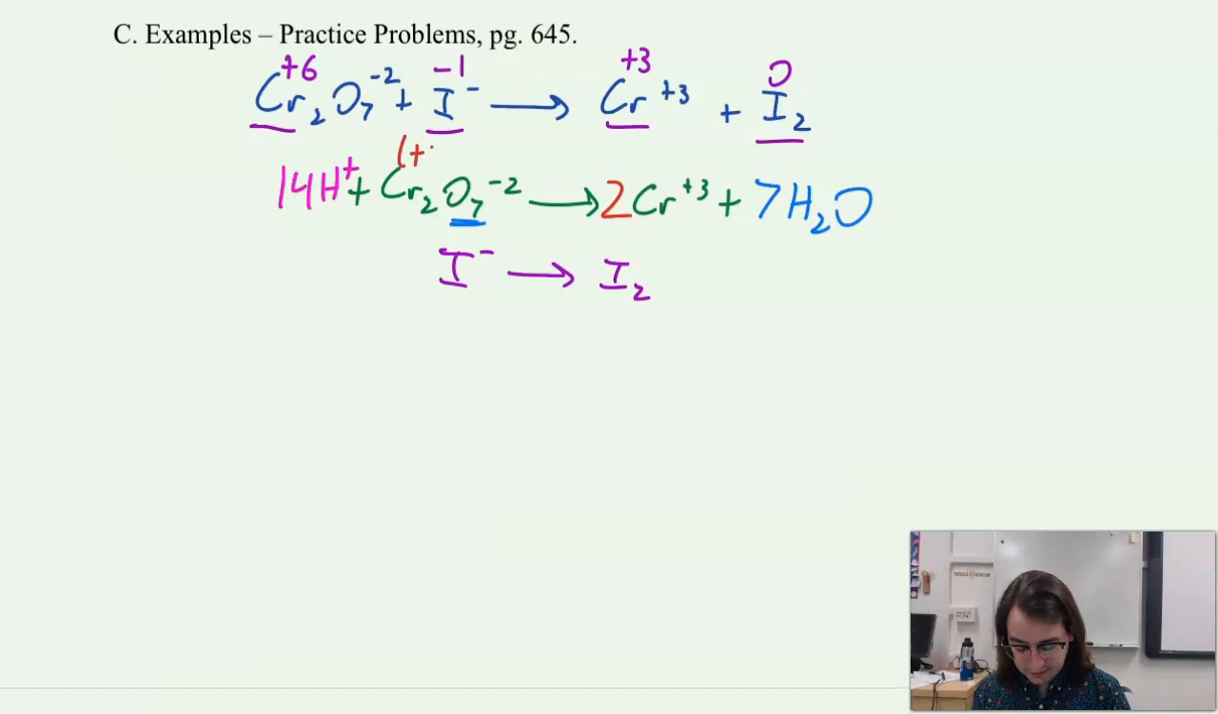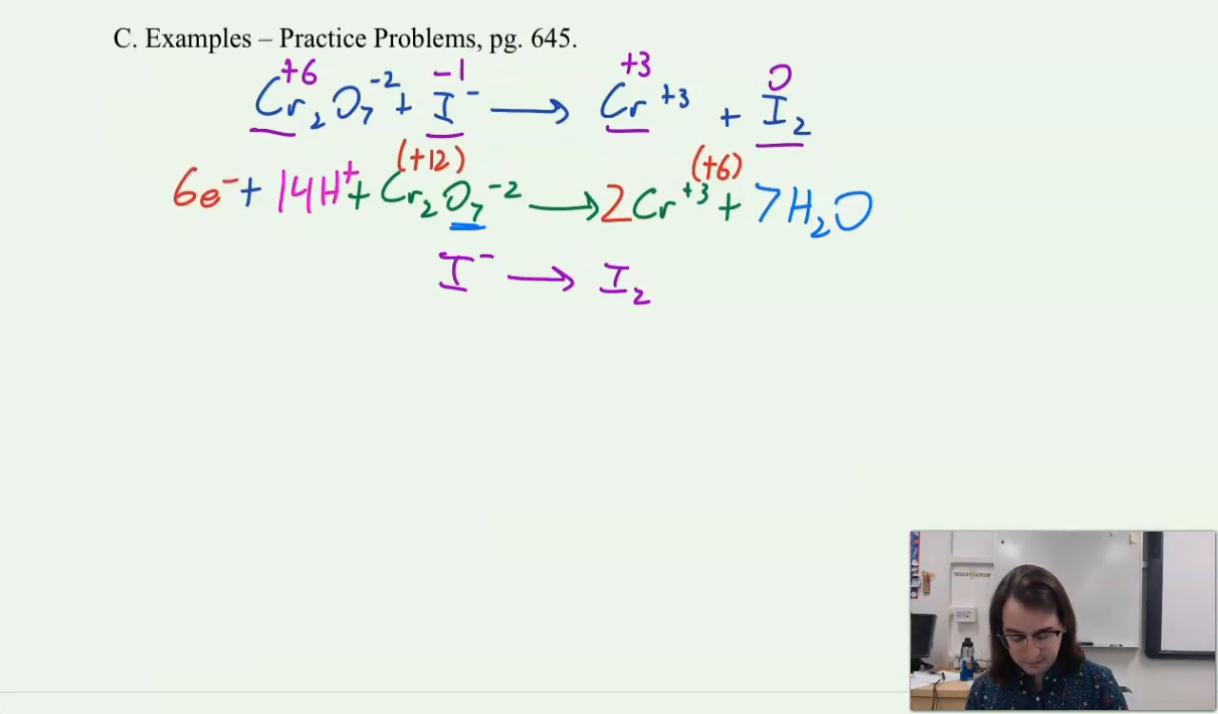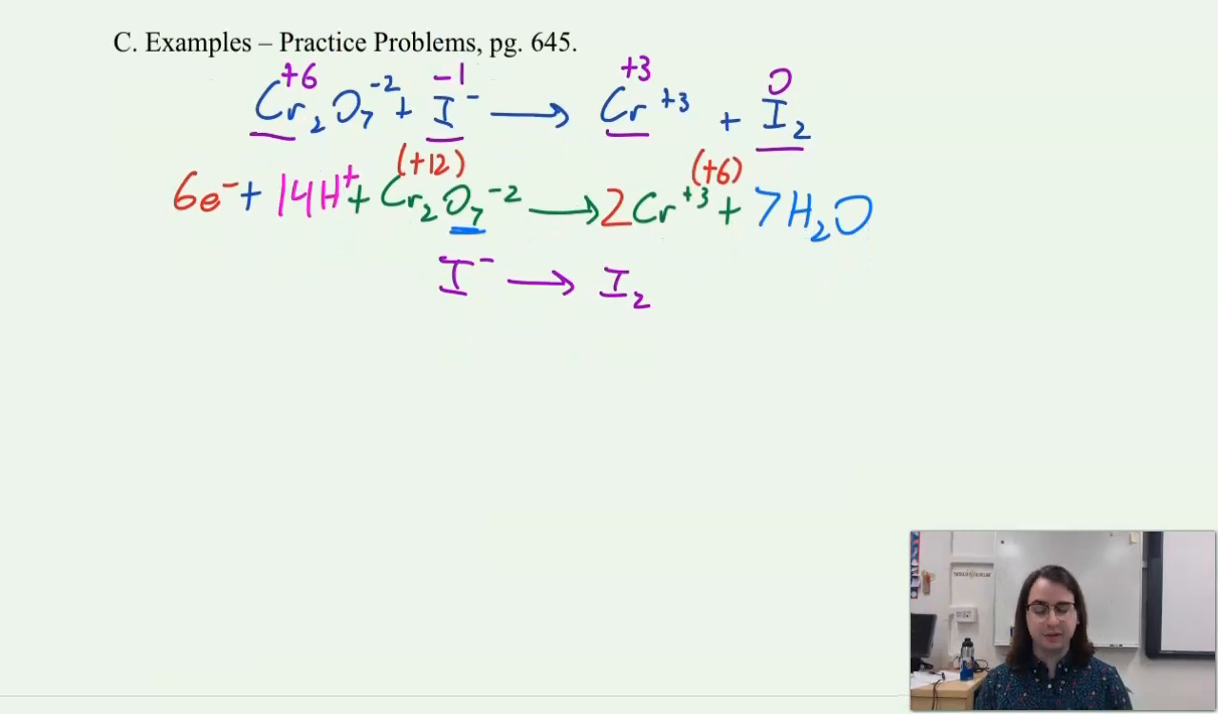I have a total of plus 12 charge on the left, and on the right, I have a total of plus 6. So I want to bring them equal, and remember, the only thing I can add are electrons. I know from before that chromium is being reduced, so that means that my electrons have to go on the left. That's where they go when you're being reduced. So I'm going to add 6 electrons on the left in order to bring the plus 12 down to a plus 6. Okay, that one's done.